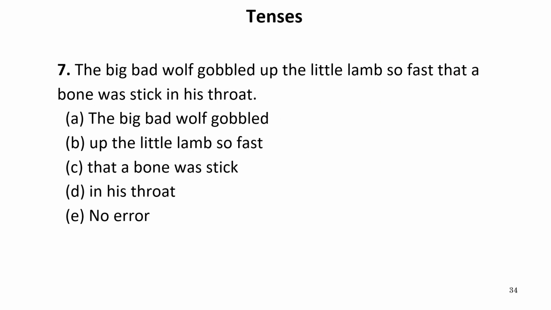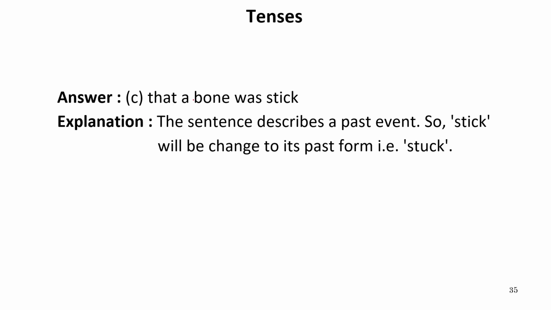Now the next sentence. The big bad wolf gobbled up the little lamb so fast that a bone was stick in his throat. Now again this is "was", so the sentence is in passive voice, and after this we use verb third form. So "stick" should be replaced with "stuck", that is past tense. So our answer should be C, because it is written in C part. Stick should be replaced with stuck.